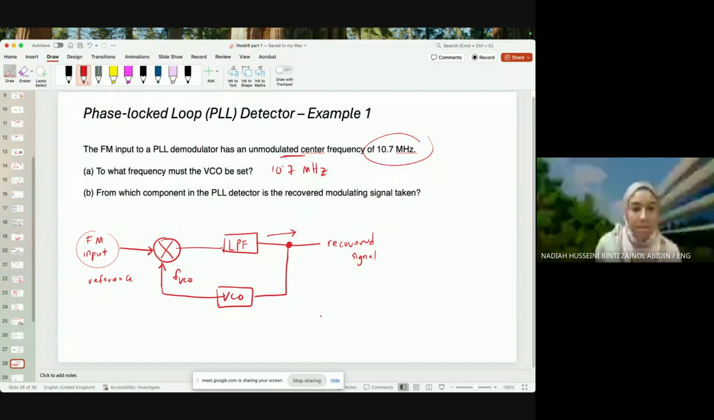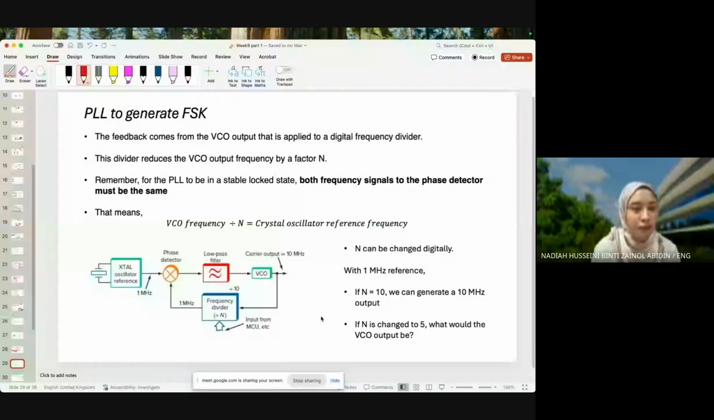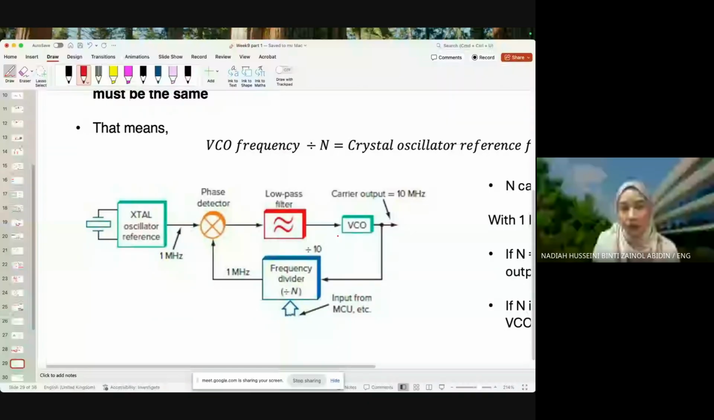Okay, moving on to the next subtopic, PLL to generate FSK, frequency shift keying. Let's take a look at this diagram first and make sense of it. Here we have a crystal oscillator reference. X is crystal. What does a crystal oscillator do? It produces a stable frequency. In this scenario, it produces 1 megahertz.